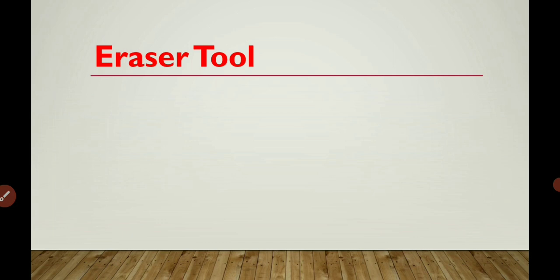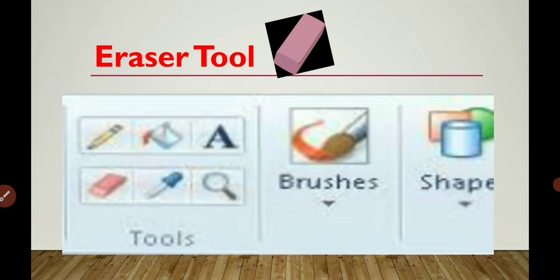So eraser tool. Eraser tool is used to erase your drawing. Okay, so the eraser tool also looks pink in color, like an eraser. You have used an eraser, right? So it looks like an eraser which is pink in color. That is also selected from the Home tab.